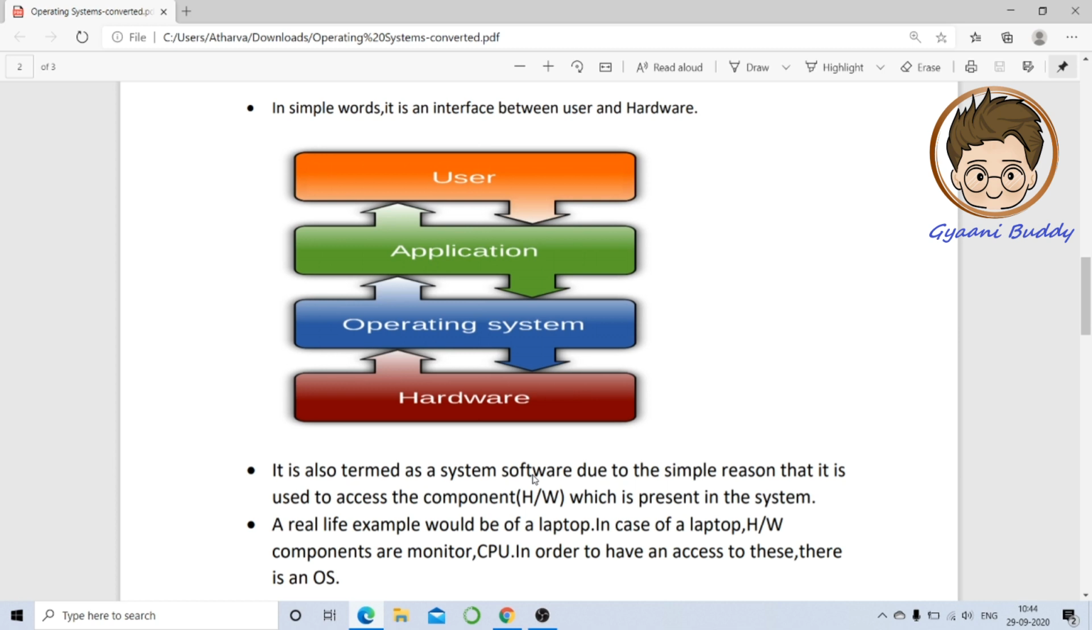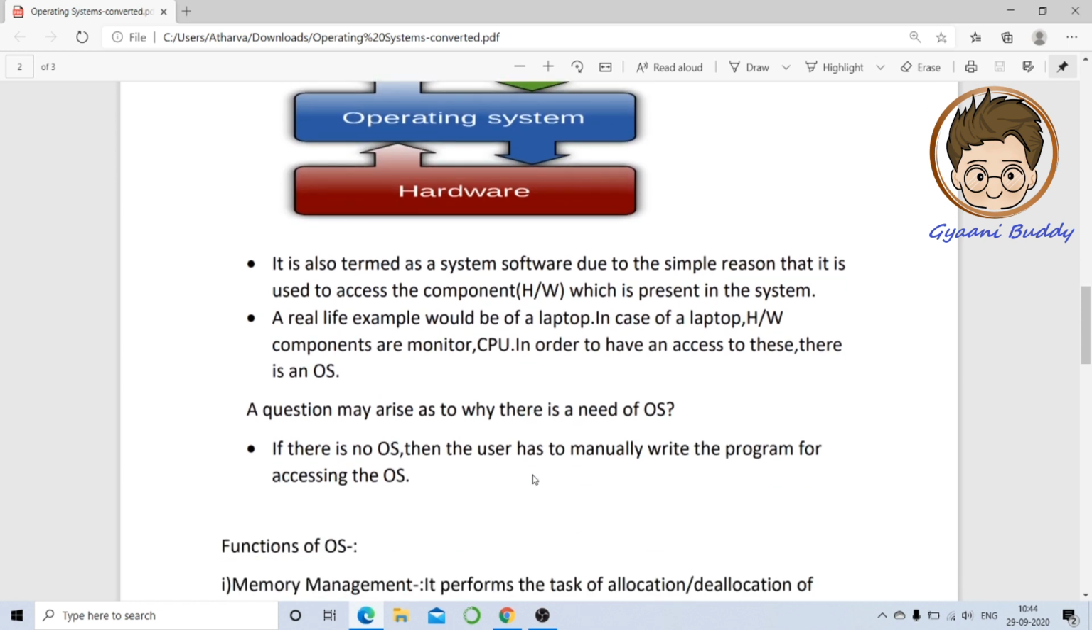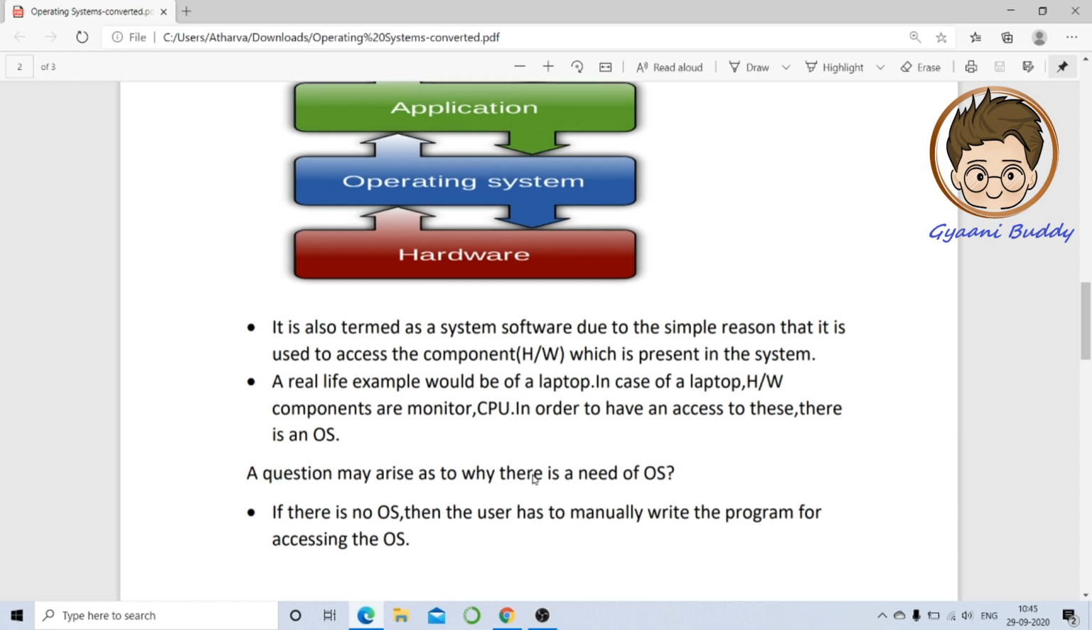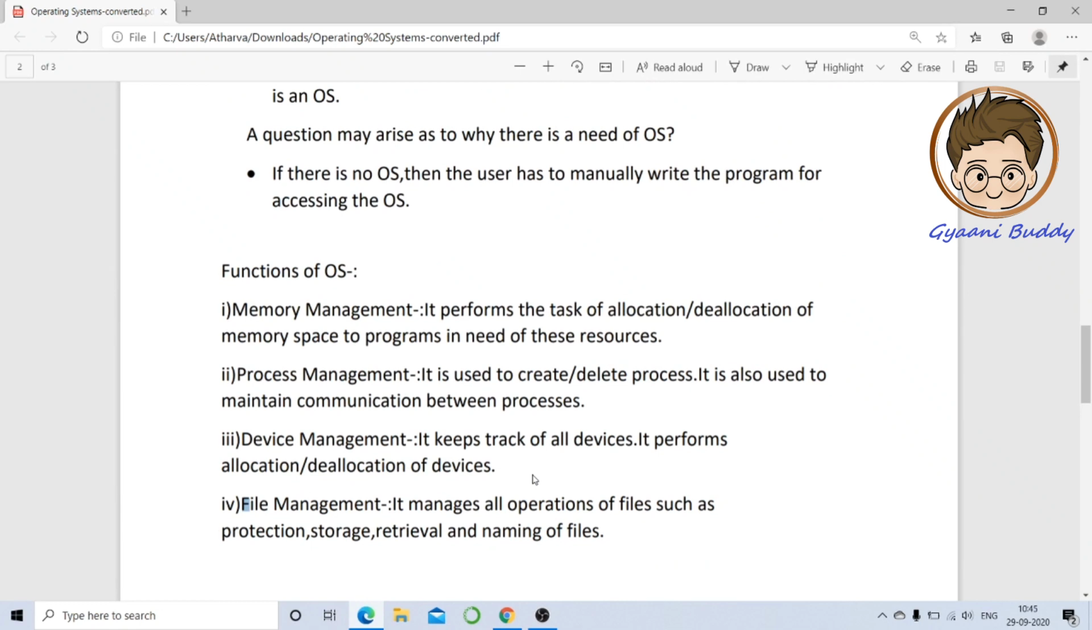A real life example would be of a laptop. Now, in case of a laptop, hardware components are monitor, CPU. Now, in order to have an access to these, there is an OS which is required. Now, a real life example would be Windows operating system, Linux operating system, Fedora operating system. Now, a question may arise in your minds as to why there is a need of OS. So, if we think logically, if there is no OS, then the user has to manually write the program for accessing the hardware. So, this is quite time consuming and it is quite tedious to write so many lines of code.